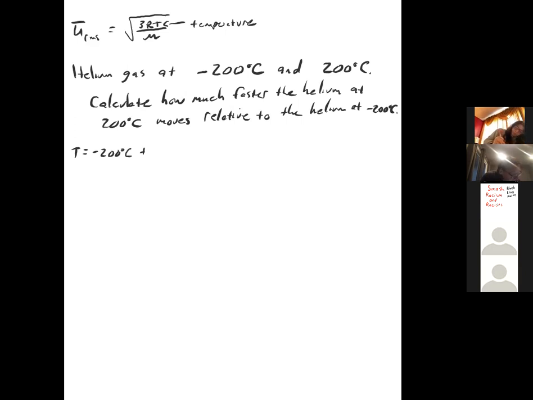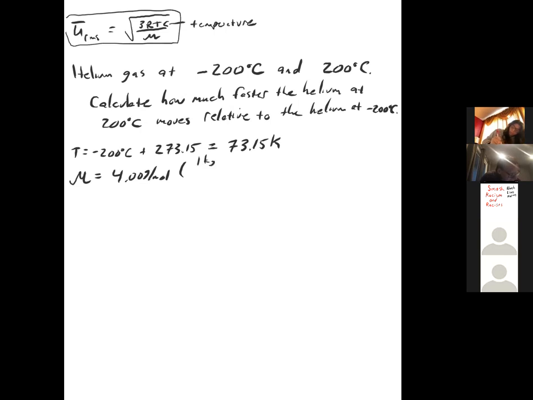Remember, you've got to have it in Kelvin, so add 273.15, and that'll give you 73.15 Kelvin. The molar mass of helium, 4 grams per mole. But remember, when we're using this equation up here, you've got to have it in kilograms per mole. So you get 0.00400 kilograms per mole. And then just remember, you've got to use the 8.314. Okay. If you've got that set, you're okay. You'll be fine.